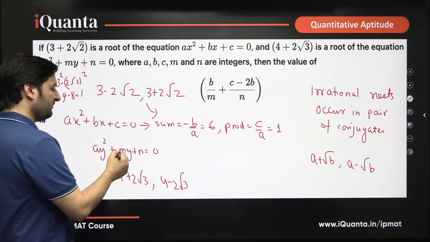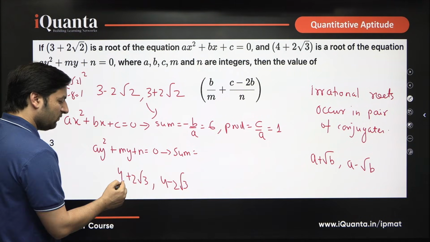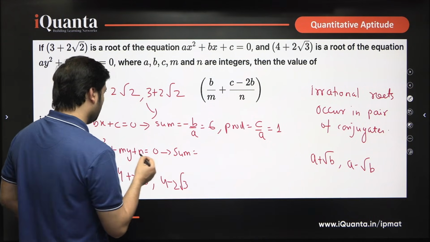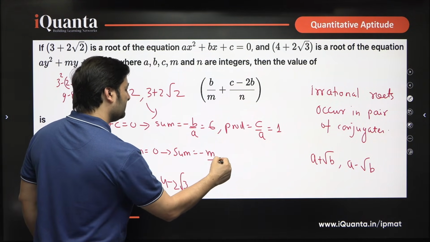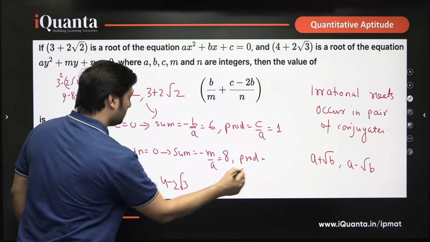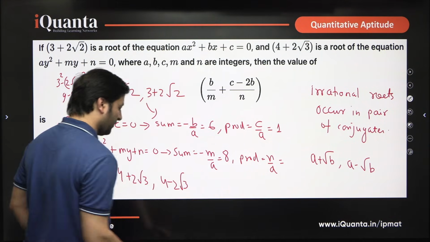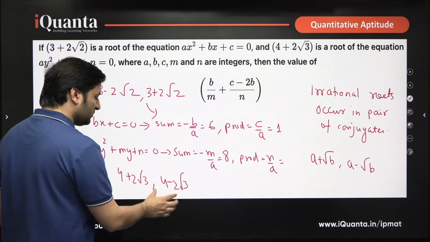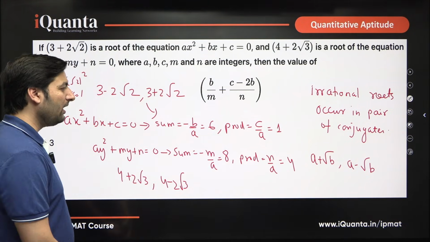You have to do the same for this equation as well. For this equation, if you find out the sum of roots, 4 plus 2 root 3 plus 4 minus 2 root 3, 2 root 3, 2 root 3 gone, 4, 4, 8. So, sum of roots will be minus m upon a, that is equal to 8. And what will be the product of roots here? Product of roots here will be n upon a. So, n upon a, and what is the product of roots? 4 4 is 16, and this is 2 root 3, 2 root 3, product is 12. So, 16 minus 12 is 4, yes or no? I hope this is clear.